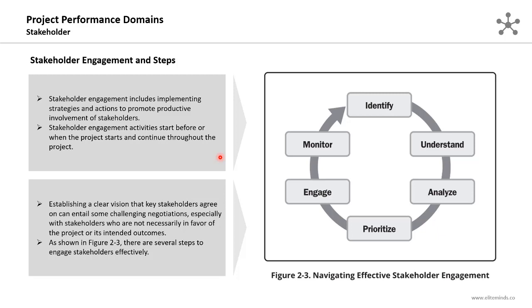Establishing a clear vision that key stakeholders agree on can entail some challenging negotiations, especially with stakeholders who are not necessarily in favor of the project or its intended outcomes. As shown in this figure, there are several steps to engage stakeholders. We will start usually at the very early phases of the project with the identification. We will understand the identified stakeholders. We will conduct the stakeholder analysis in order to prioritize the stakeholders, engage them throughout the project, and monitor their engagement.